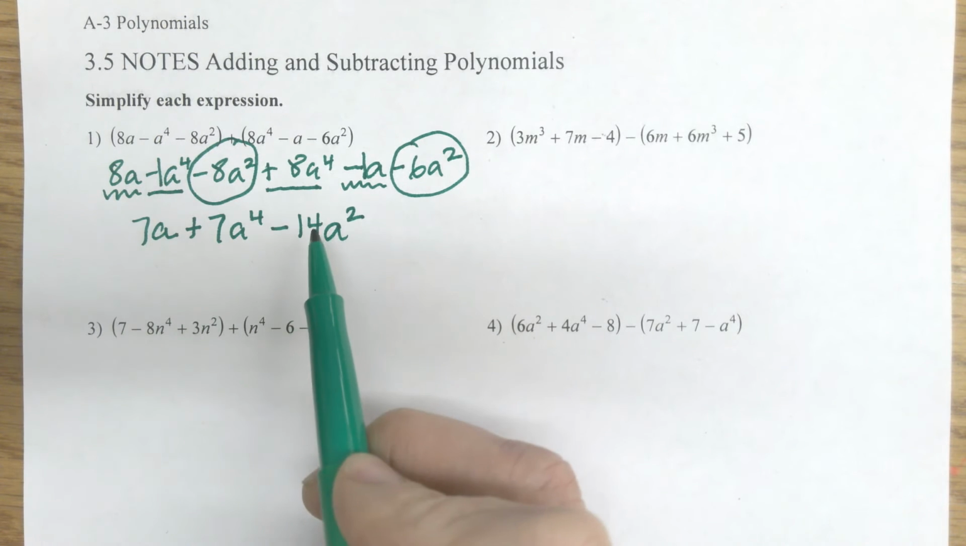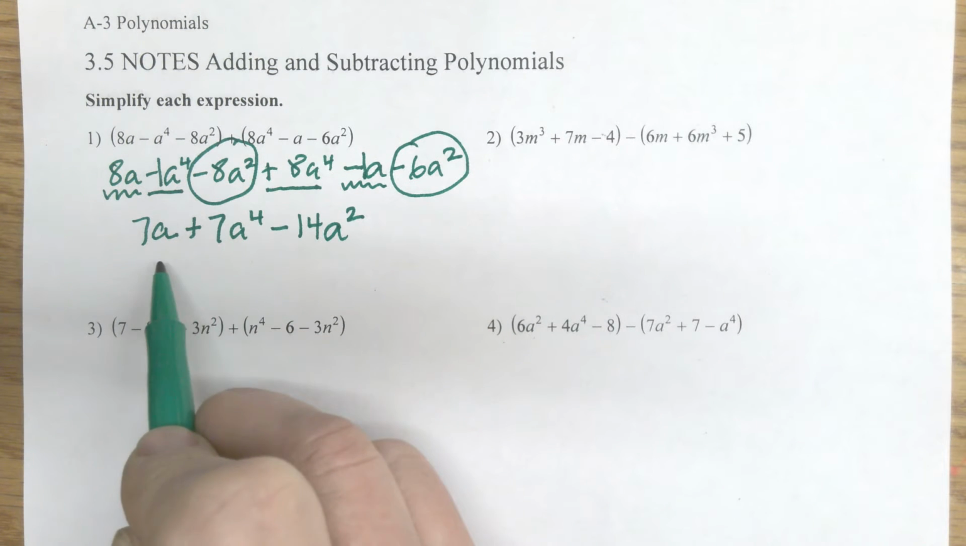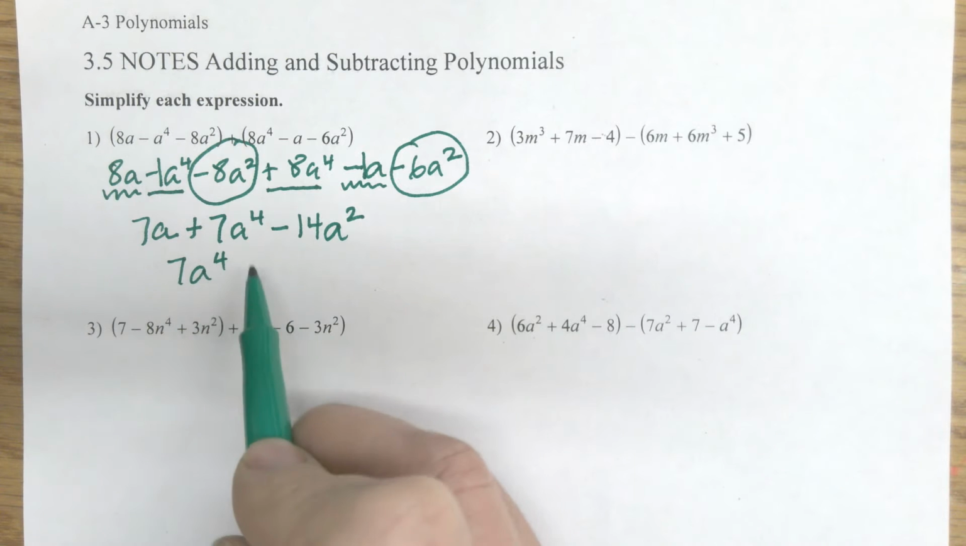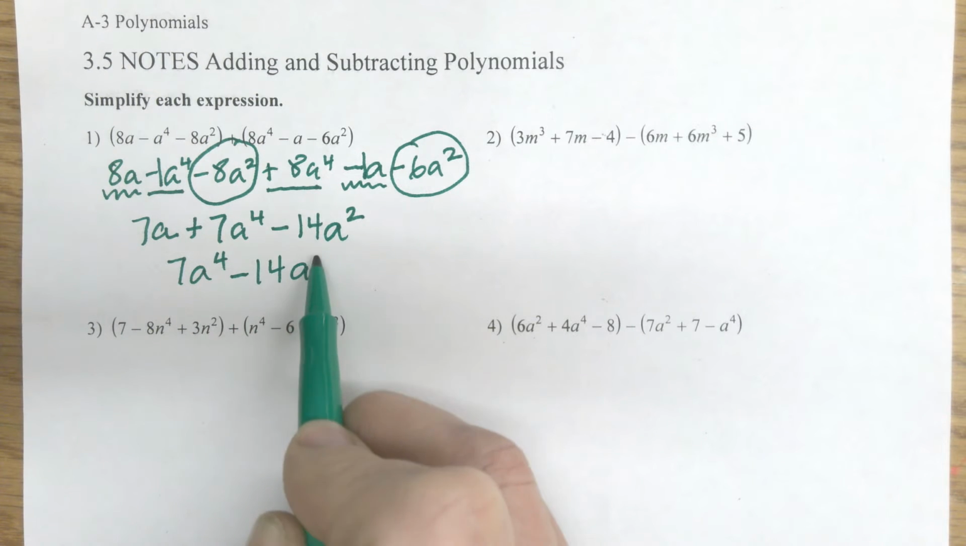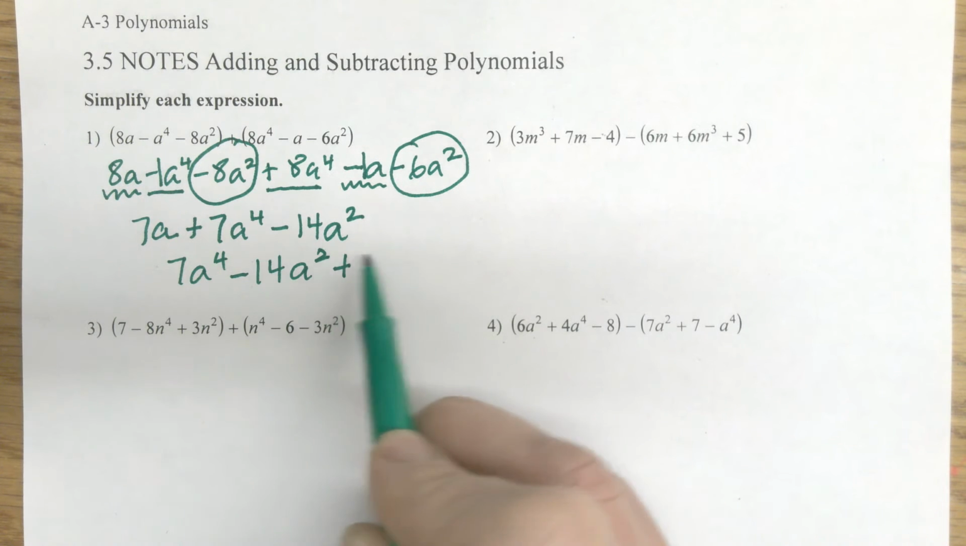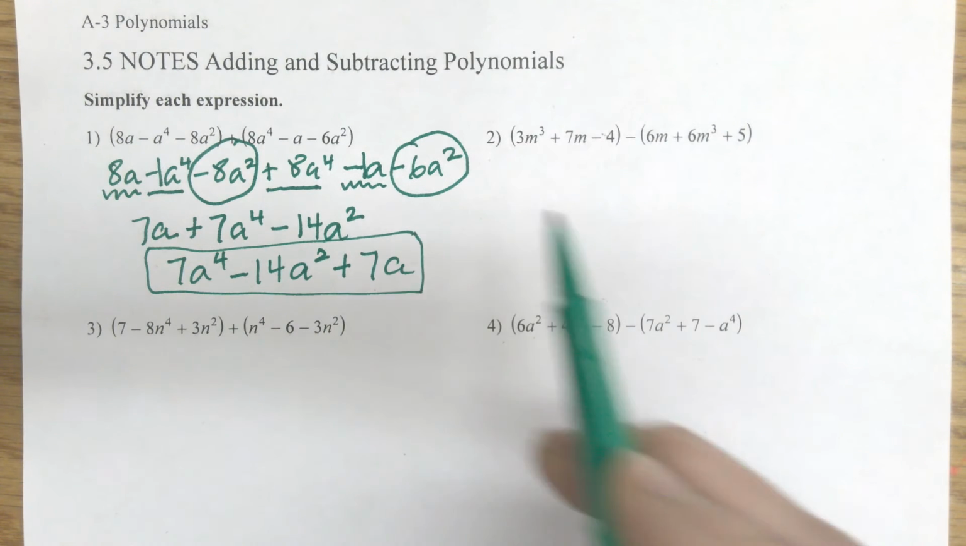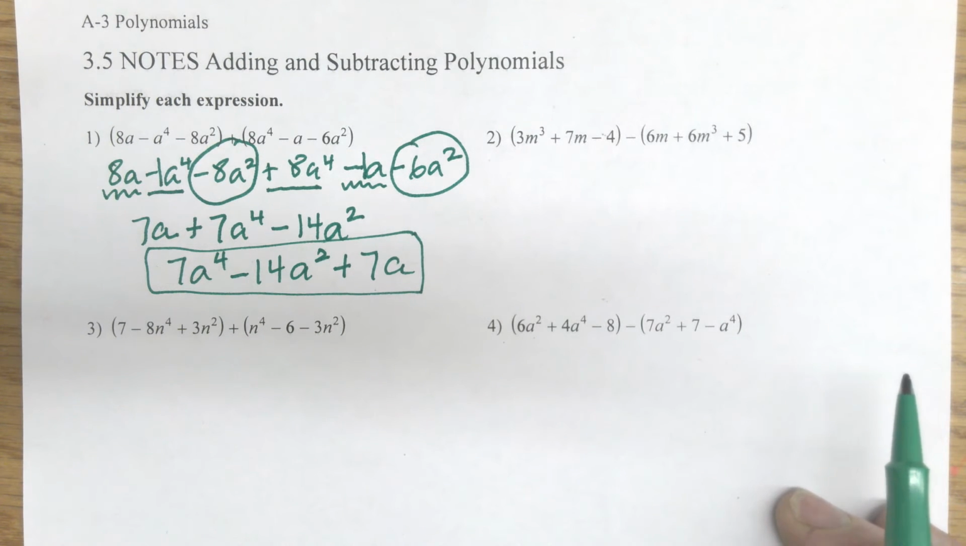The last thing that I want to do when I'm done combining all the like terms is put it in what we call descending order. So the highest power goes first, then the next highest power, and because there's nothing in front of that, that's a plus 7a to end it. So there is my final answer on that problem.